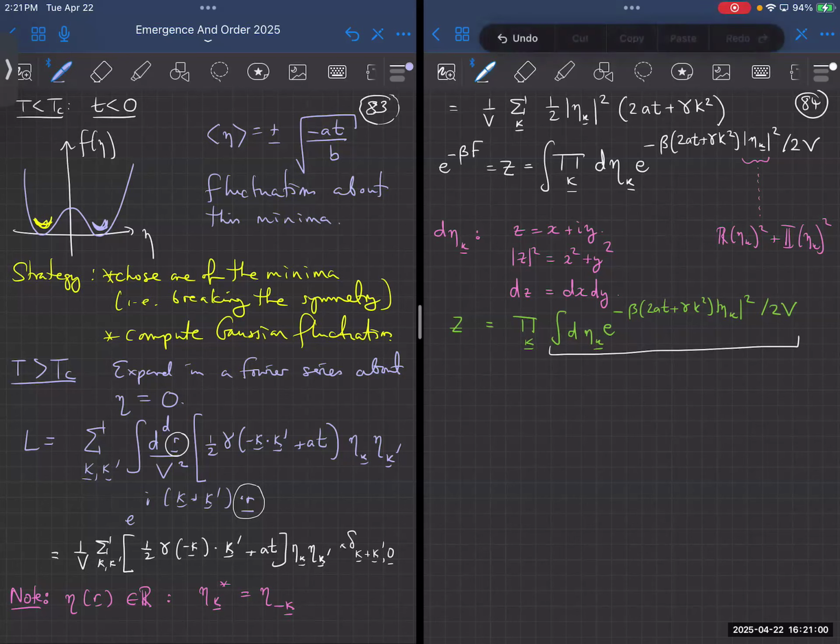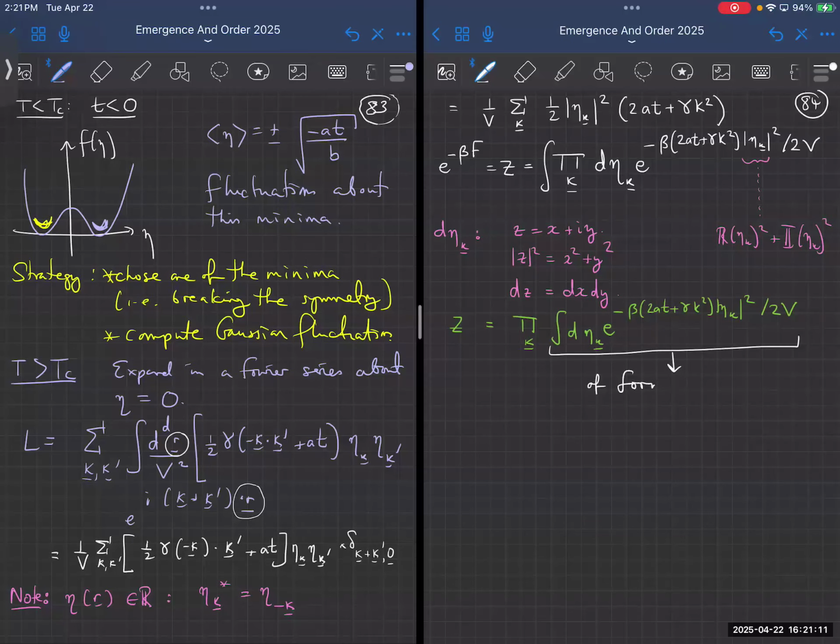And so this is just a Gaussian integral in one variable, but it's actually in two variables. So this thing is of the form the integral from minus infinity to infinity, dx dy, e to the minus some number a times x squared plus y squared.